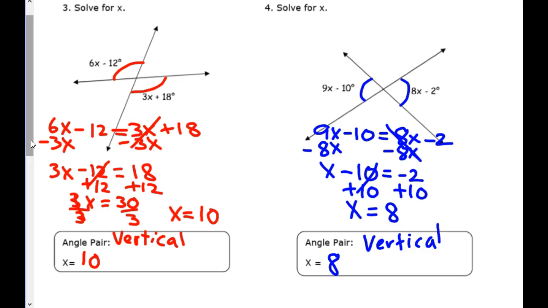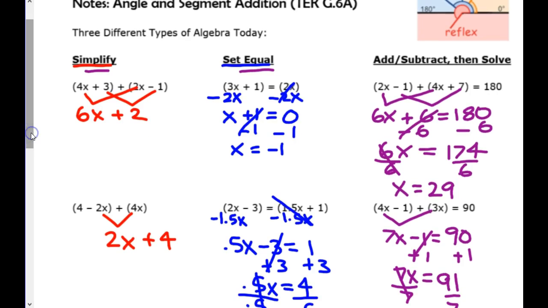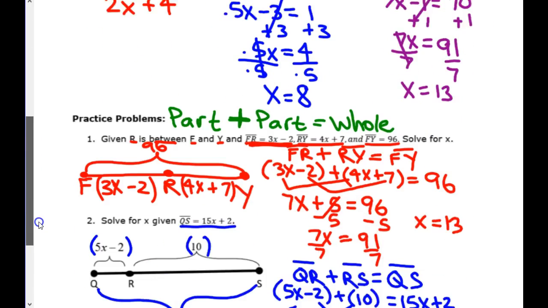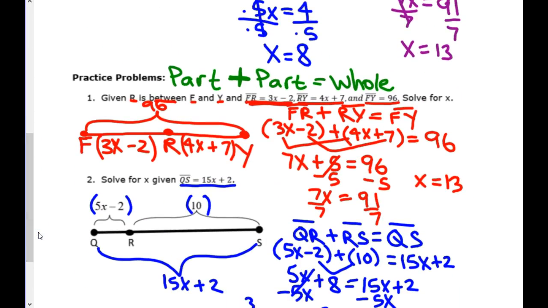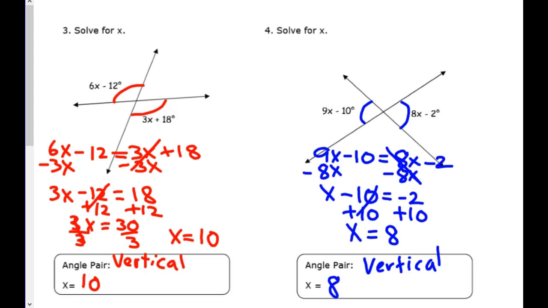So that's our stuff. One of the notes because we're almost near the end of class, but it's a reminder. You should know how to simplify. You should know how to solve for x when x is on both sides. You should know how to do both. Remind me, if you see something like this on number 3 and 4, if you have two parts and a whole, what do we do? Part plus part equals whole. And if you see vertical angles, you set them equal. Right?